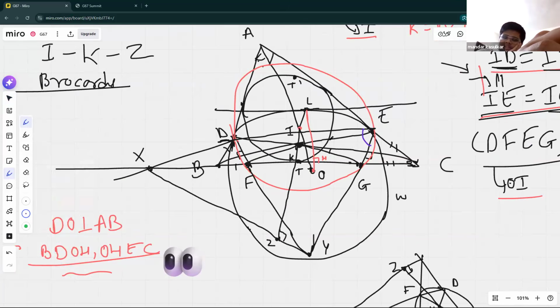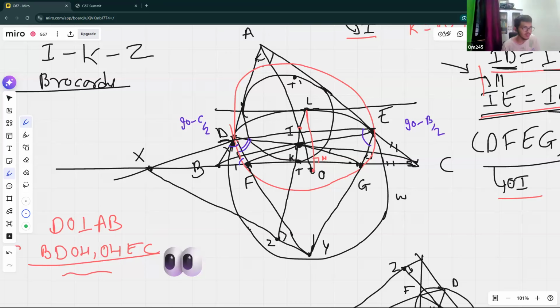Wait, 90 how? It's minus 90, oh yes, 90. Yes, because this angle is 90 minus B by half. So that angle is 90 minus B by half. Similarly, you can know this angle too, which is 90 minus C by half.